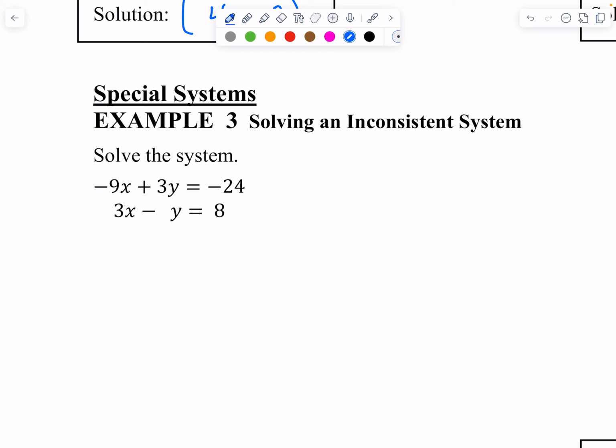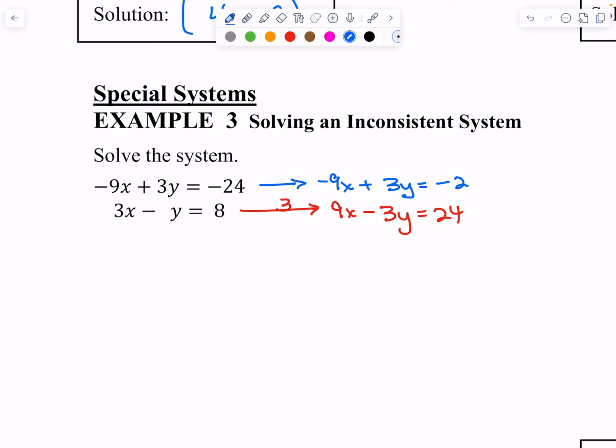It would be awesome if I had a 3 right there, right? Because then those guys would automatically cancel. So that's what I'm going to do. I'm going to multiply the bottom by 3. So that's going to give me 9x minus 3y is 24. And then on the top, I'm not going to do anything. I'm just going to leave it. So I'm going to get negative 9x plus 3y is negative 24.